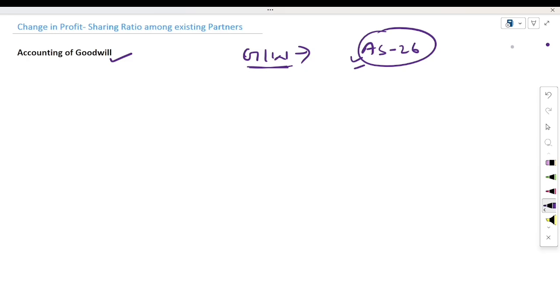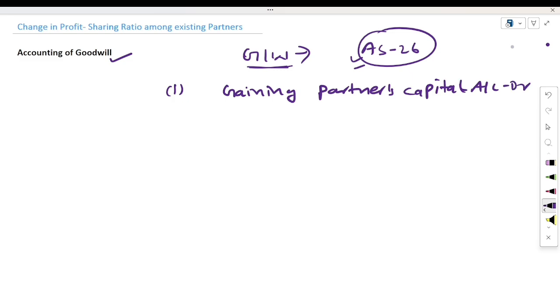The treatment of goodwill: for this, we have to make a journal entry. Gaining partners' capital account debit to sacrificing partners' capital account.